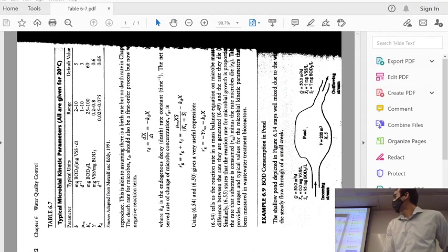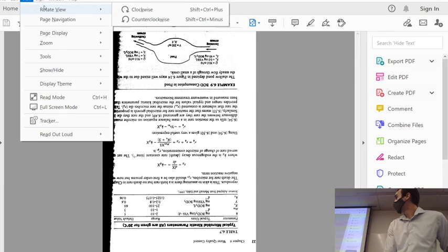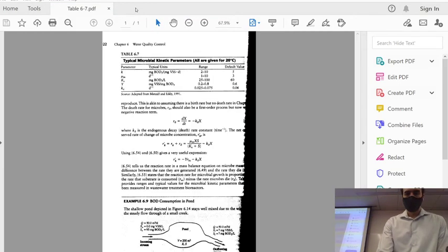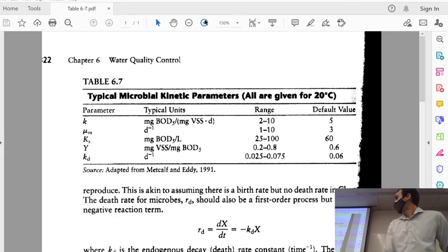Let me rotate it. Okay. So the book has this table 6.7 here, and essentially it's showing us common parameters for these different things that we've been talking about. The k there, we've got k_d. So typical units here are per day for k_d, and some range and a default value. So we'll probably use some of these. I'll use values near or at these ranges when I make problems.